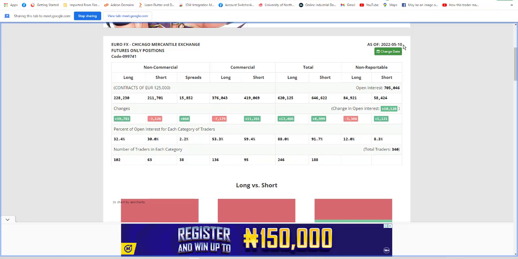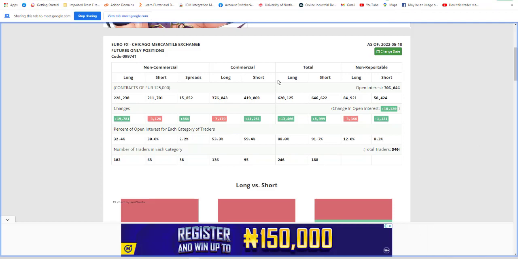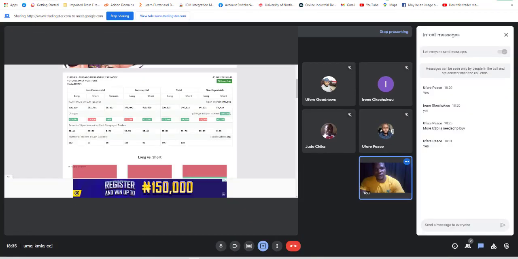So this date is 10th, which is a Tuesday. So what is the Monday after that Tuesday? That's what we want to target. If Tuesday is 10th, Friday was when it was published. That's when we actually have seen this data. And that Friday was the 13th. Okay? And the Monday after that 13th is a 16th. Beautiful. So we're going to go to our chart and check from 16th and see the week starting 16th. What was the move on the euro USD? Let's do that real quick.